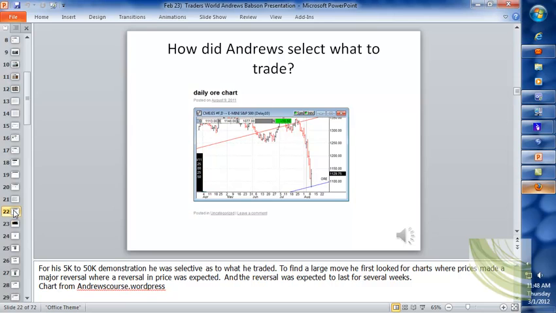Okay. So next question that came up was, okay, well, he found these reversals, but how did he know to start trading wheat at this time, or bonds at this time, or silver at another time? And maybe even how did he select which one he was going to trade? Well, as near as I can tell, what he would do was look at a series of charts on a weekly basis, and he would find major reversal points.